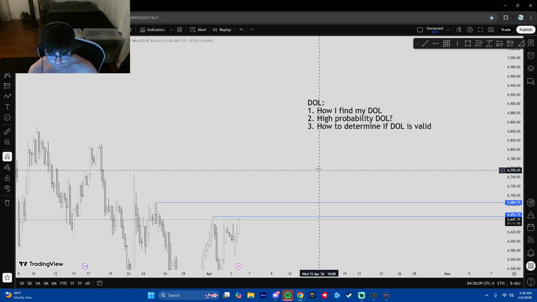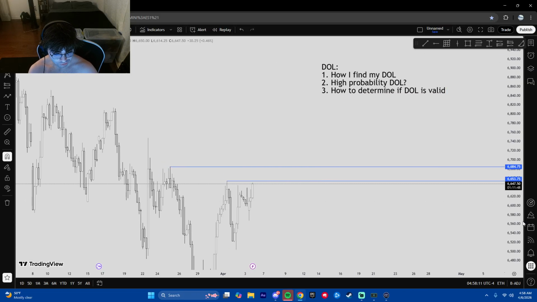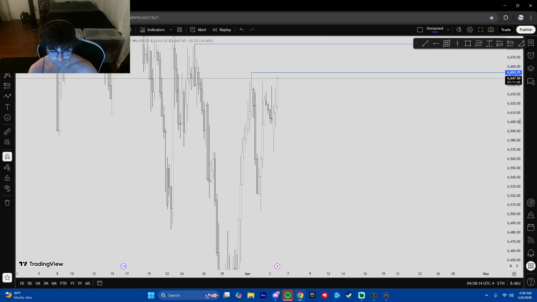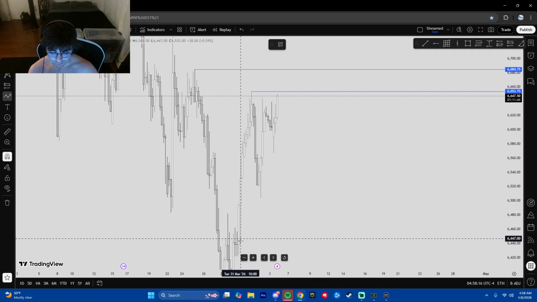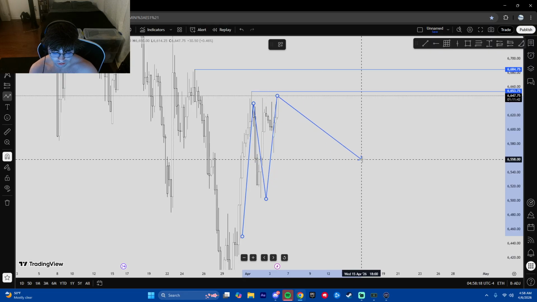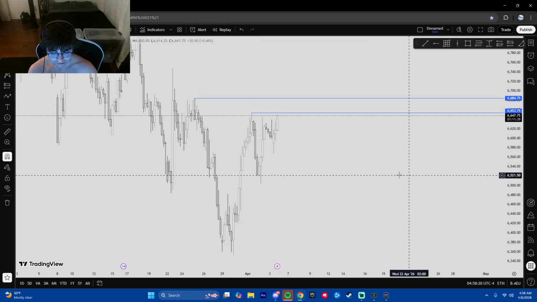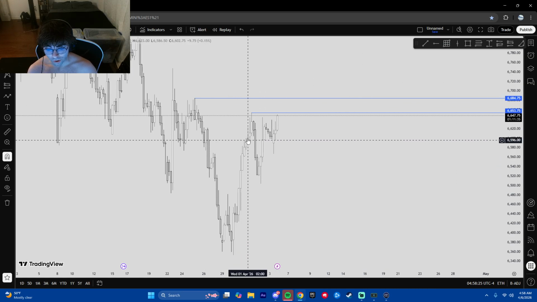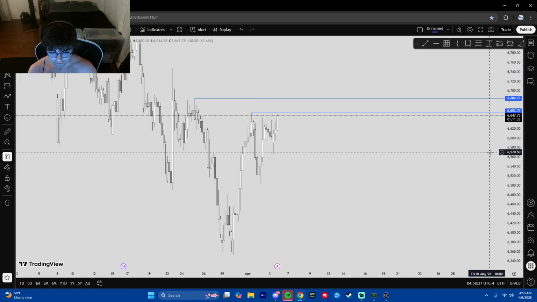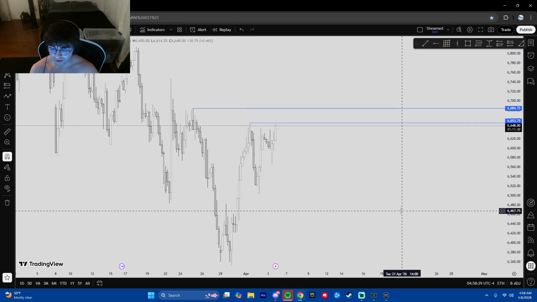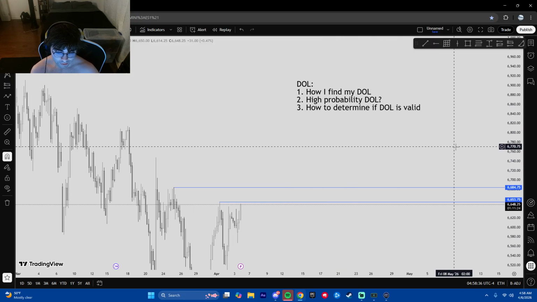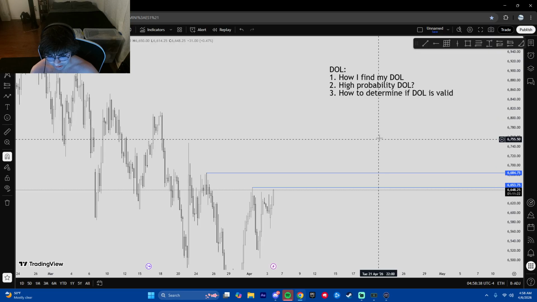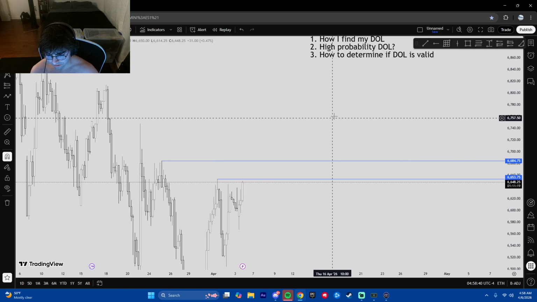So quick little recap of the video, how I find my draw on liquidity. I look at market structure, right? I look at what markets are doing. Are markets obviously trending? Are markets consolidating? And if markets are trending, obviously I'm looking to target where the markets are trending towards. If they're consolidating, I'm waiting on the lower time frame to show me what my draws are, show me where we want to go. And how to determine if a draw on liquidity is valid: if we are actively displacing towards it.